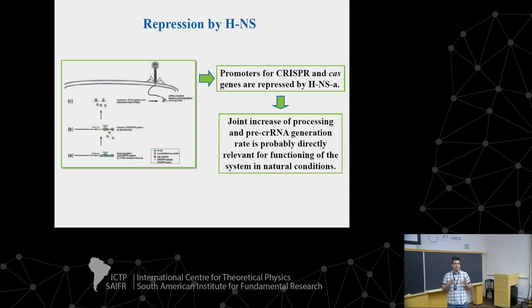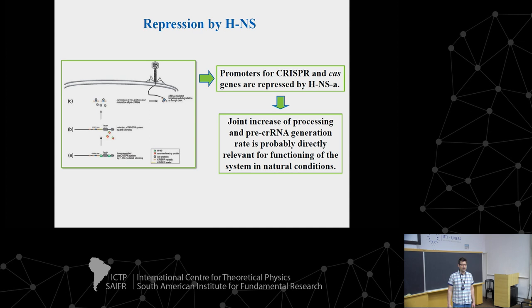But then in type 2 systems, you have only one protein. You have only one Cas protein. It's called Cas9. And this is why all the biotechnology applications are actually based on type 2 systems. In type 2 systems, you have only one Cas protein, and you have your small RNA, which is recognizing the target in the complex. And then you have type 3 system, which is more characteristic for archaea than for bacteria.